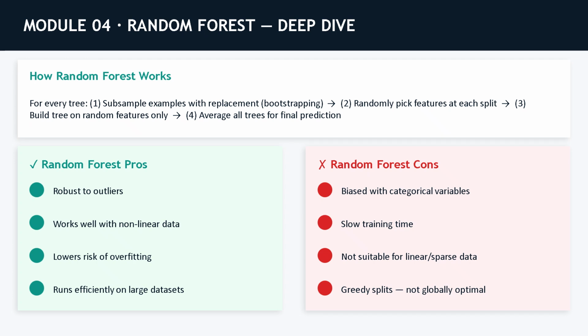Because it is robust to outliers, it works well with non-linear data, it lowers the risk of overfitting, and it finally runs efficiently on large datasets. And its disadvantages: it is biased with categorical variables, it has a slow training time, it is not suitable for linear or sparse data, and it has greedy splits, which are not globally optimal.